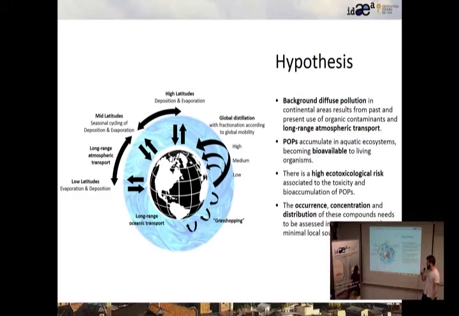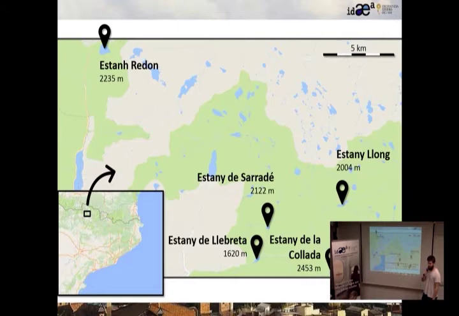That's why we study the occurrence, the concentration, and distribution of these compounds in remote areas such as high mountain lakes, away from any local sources of contamination. So we did that here in the National Park of Aigües Tortes and in Vall d'Aran in the Catalan Pyrenees. We studied six high mountain lakes encompassing altitudes between 1,600 and 2,500 meters above sea level.